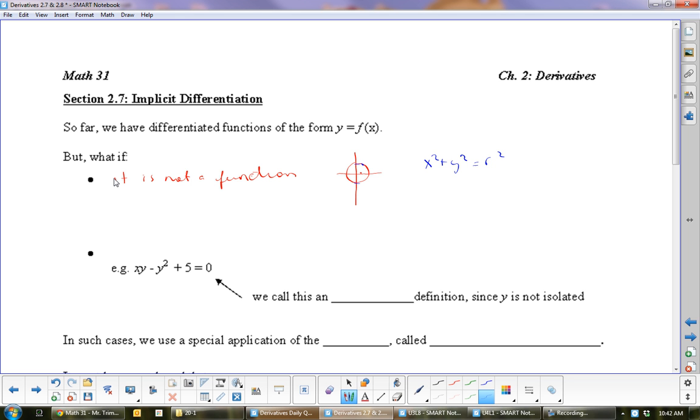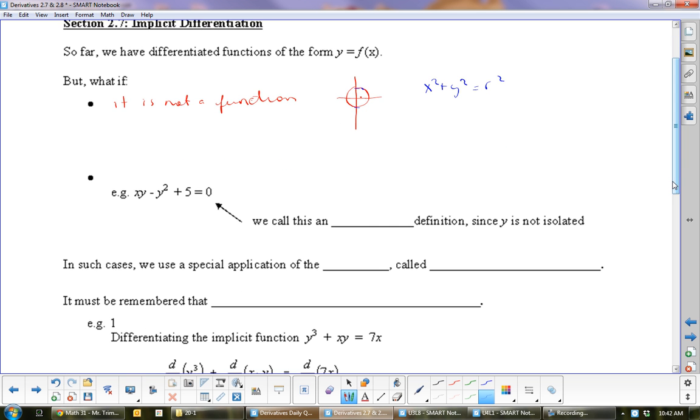So when we're not dealing with functions, we're going to have to use what's called implicit differentiation. The other time that we're going to need it is if y cannot be isolated.